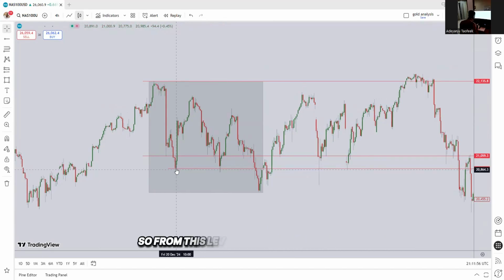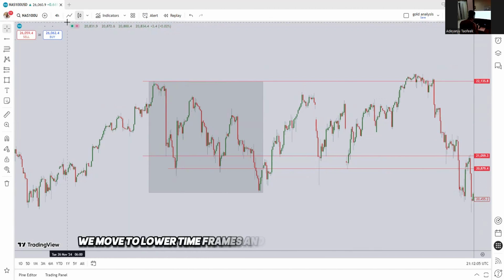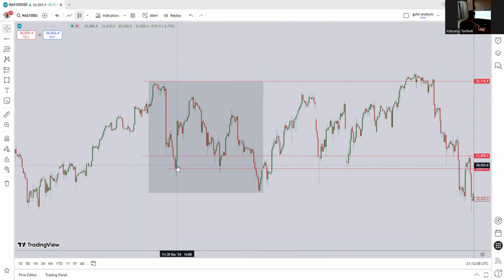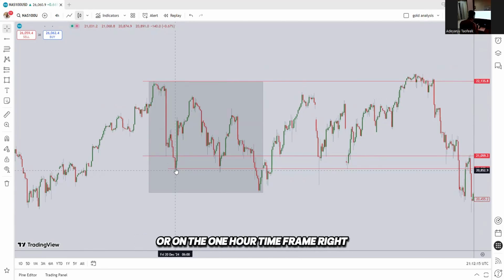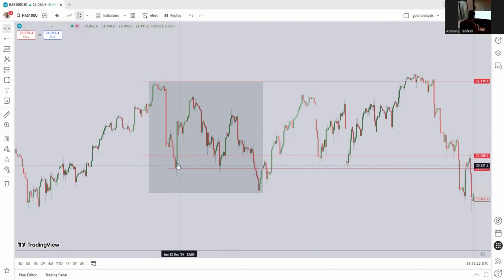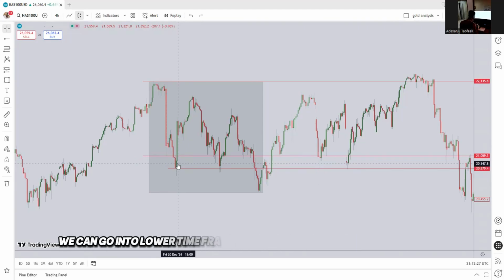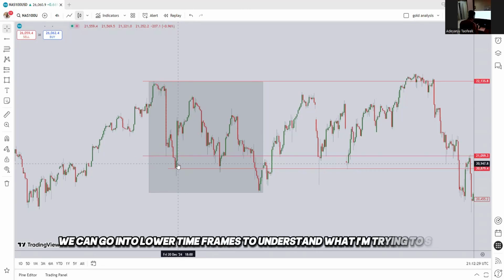So from this level, after it gets into this level, right, we move to lower time frames and look for the engulfing, probably on the 2 hours. We should probably get it on the 2 hours, or on the 1 hour time frame. So we're getting an engulfing inside this level, inside this red line. If we get something like that, I'll use lower time frames to explain, so we can go into lower time frames to understand what I'm trying to say.